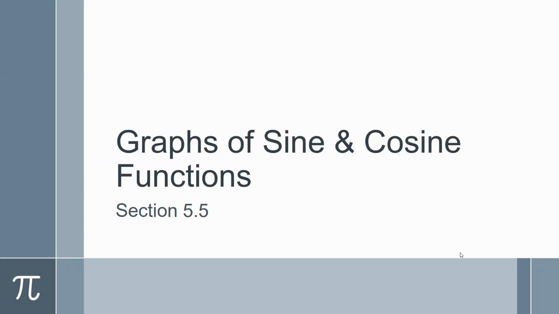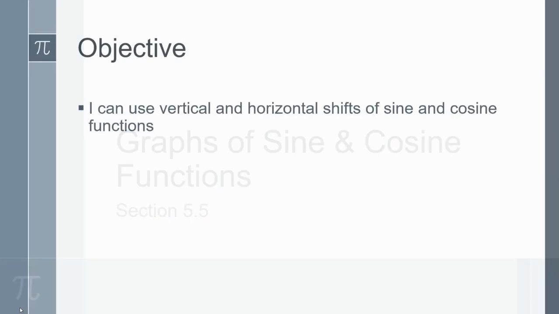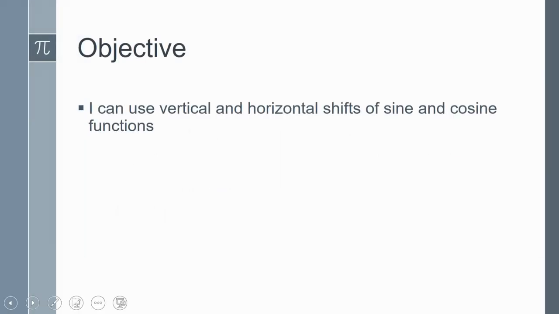Today we're going to continue looking at graphs of both sine and cosine functions. So today we're specifically going to use vertical and horizontal shifts of these two functions.